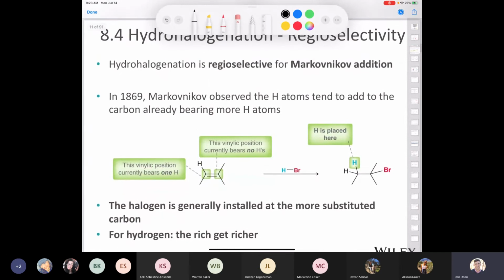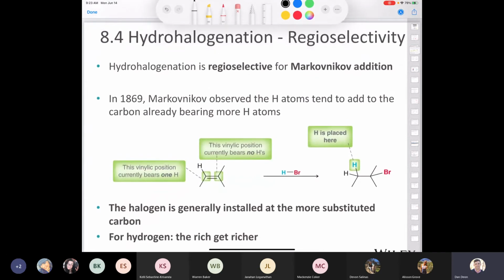Hydrohalogenation is regioselective for what we call Markovnikov addition. And Markovnikov is a last name that you're going to hear come up a whole bunch in Organic Chemistry 1. It says in 1869, a Russian chemist named Markovnikov observed that the hydrogen atoms tend to add to the carbon that's already bearing more hydrogens, right?